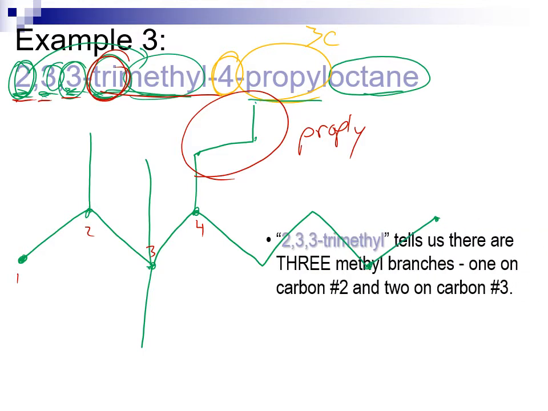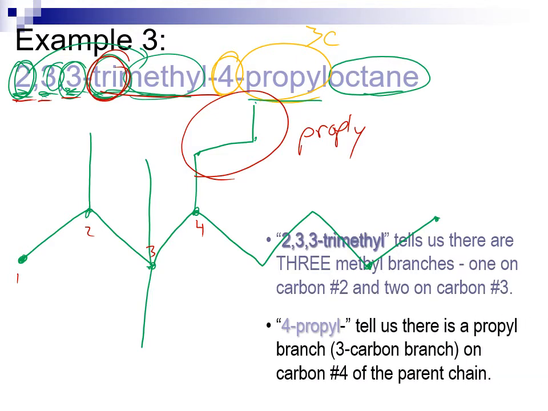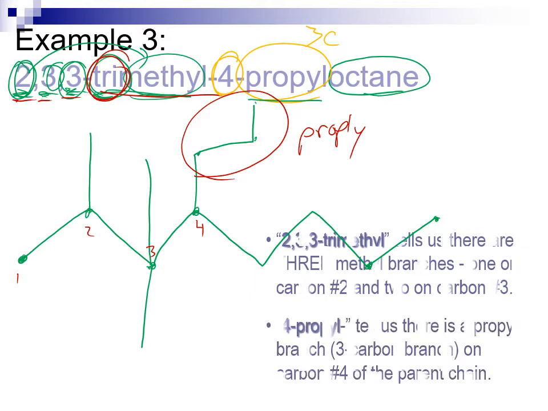So the 2,3,3 trimethyl tells you there are 3 methyl branches on carbon number 2 and number 3, and again on number 3. The 4-propyl tells us that there's a propyl on the 4th carbon, and it is a 3 carbon branch. That's what the propyl means.